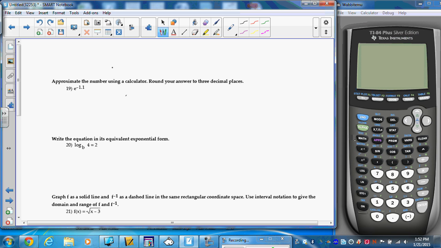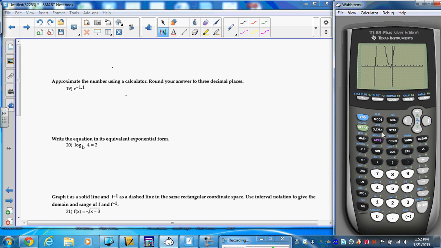Next page. So we're going to solve this using the calculator. So come over to our calculator friend here, and we're going to clear this by quitting, and we're going to find E, and E is in the blue right here, so second E, and we're going to plug in negative 1.1. So remember, E is a number, and when we raise a number to a negative exponent, it's 1 over that. So we're expecting that to be a pretty small number.